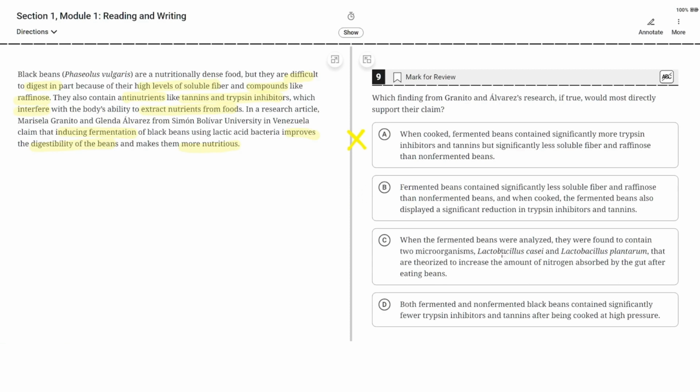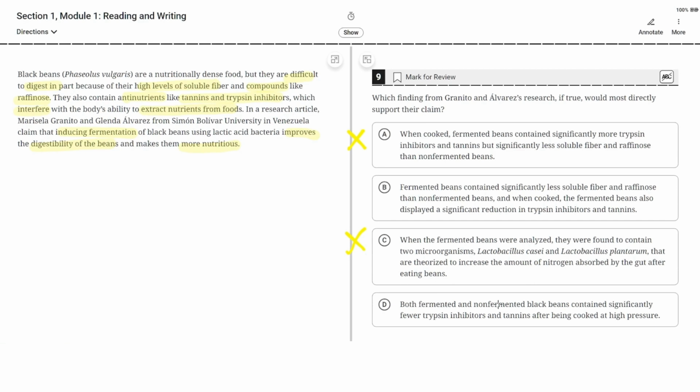C. When the fermented beans were analyzed, they were found to contain two microorganisms, Lactobacillus casei and Lactobacillus plantarum, that are theorized to increase the amount of nitrogen absorbed by the gut after eating beans. So this is wrong, because it doesn't say in the passage anything about nitrogen and how it affects the nutrient intake or the digestibility of the beans. So the fact that nitrogen intake is increased by the gut after eating these beans is unrelated.